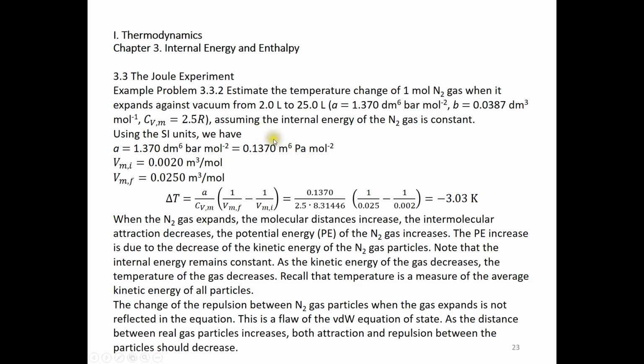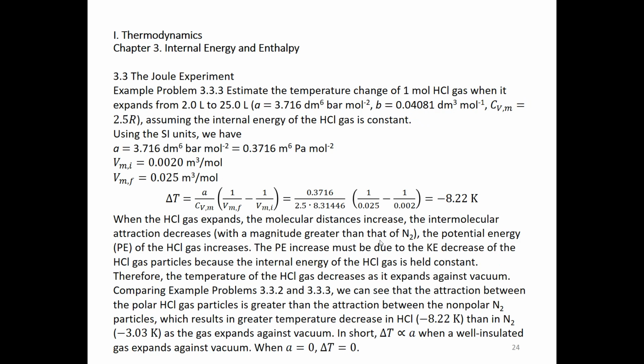And if we look at this equation again, we see only the parameter A. We didn't even see parameter B. It's a flaw of the van der Waals equation. Because when we increase the volume, the distance between gas particles increases. Both attraction and repulsion should be affected. Both attraction and repulsion should decrease, and both should play a role in the temperature change of the real gas.